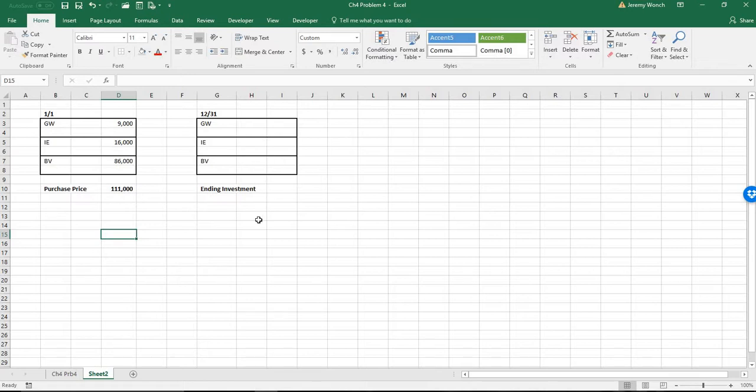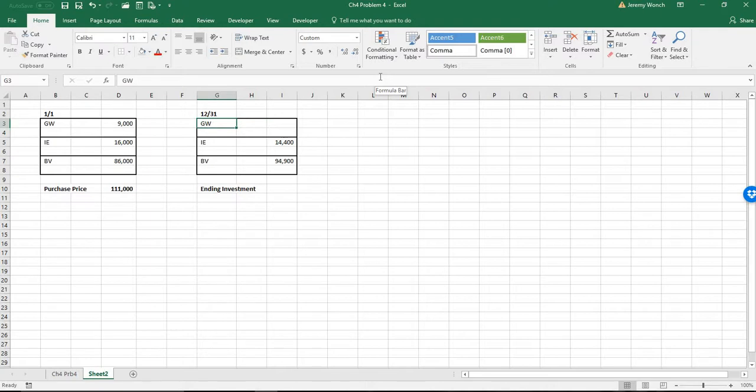All right, while we're here, let's just go ahead and finish the ending value as well. So the book value is just going to be what we started with. We're going to add our net income, which was $31,000, and then subtract out the dividends, which was $22,100, I believe. So we have book value ending of $94,900. Now our identifiable excess, we started with 16 and then we amortized $1,600 away. So we have an ending excess of $14,400.